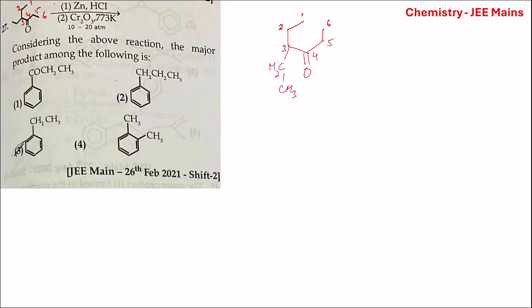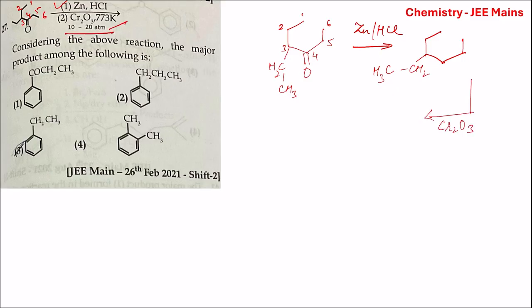Now first it is treated with zinc and HCl. So zinc and HCl causes reduction of the carbonyl group, as a result of which we get this compound, and here CH2 CH3. The carbonyl group is reduced to a CH2 group. Next it is treated with Cr2O3 at 773 Kelvin and 10 to 20 atmosphere pressure.